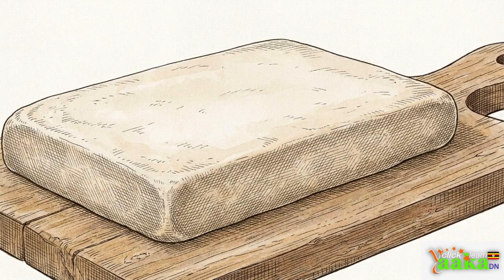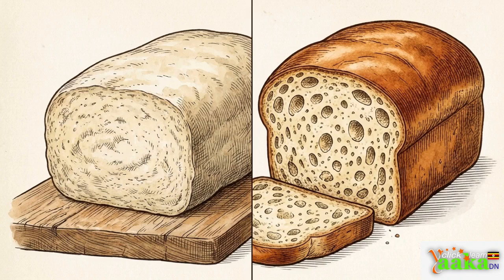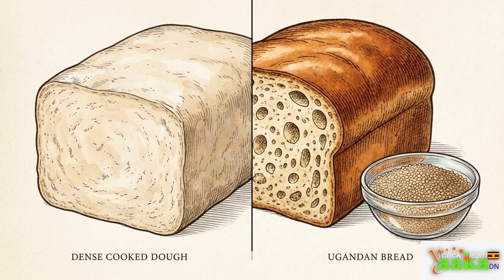Observe the difference between these two results. On the left is a dense, heavy block of cooked dough. On the right, a perfectly airy, golden brown Ugandan bread loaf. This transformation from a heavy lump of flour into a light loaf depends on a single biological agent.